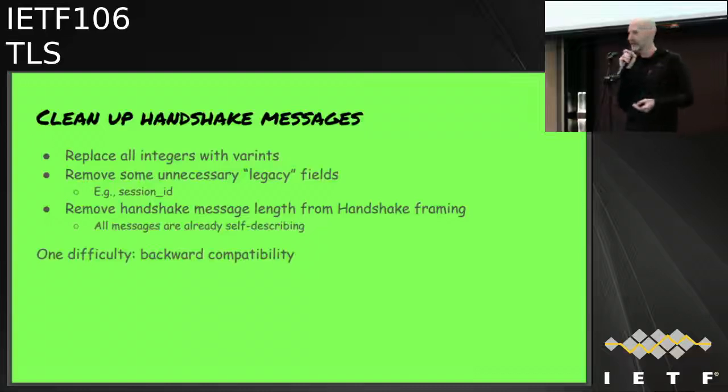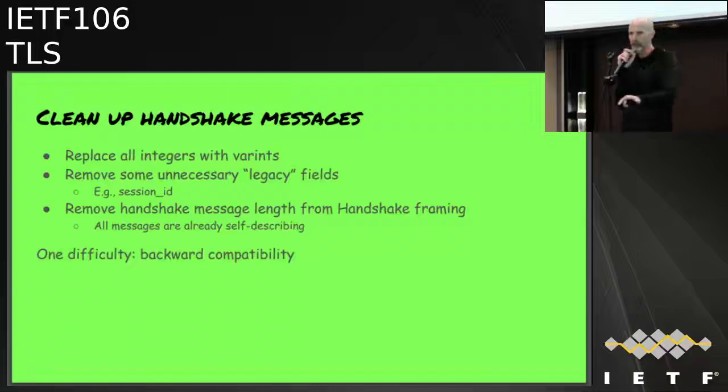So, removing some unnecessary legacy fields, as I say, these vestigial fields which only exist to make 1.3 look like 1.2. Session ID is a good example of that. Also, Richard Barnes suggested removing the handshake message length from the handshake framing, and just saying, look, the handshake messages are all self-describing in terms of length, so there's no way to get confused. This is actually quite a point of confusion in implementations, where you have to think about that.